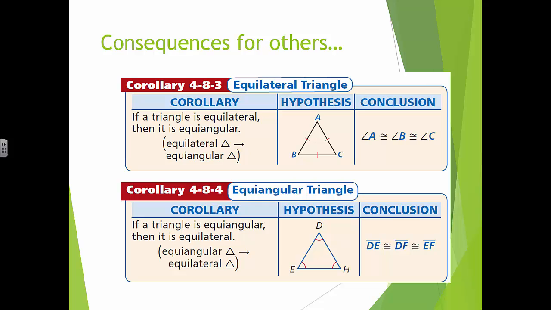All right, we have two corollaries or consequences of the isosceles triangle theorem, which talk about equilateral triangles. And they're really, really simple. It says all equilateral triangles are equiangular and all equiangular triangles are equilateral. So if the sides are congruent, it's okay to assume that the angles are congruent and vice versa.